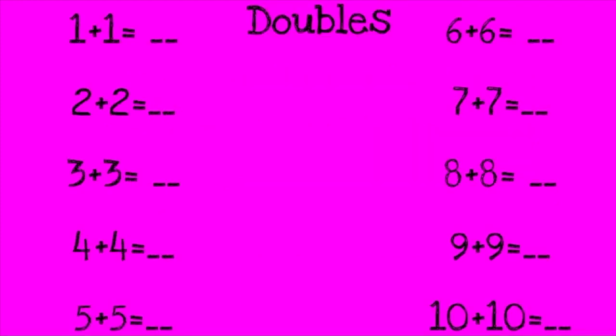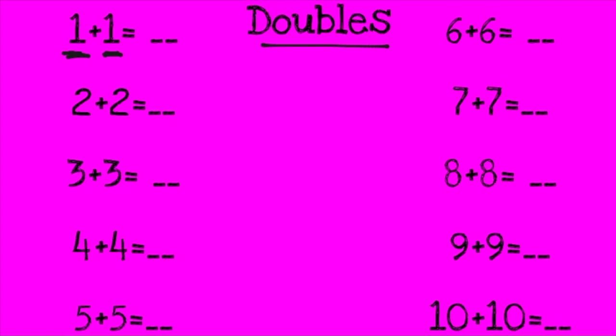Who remembers what these facts are called? You're right, they're called our doubles facts. Doubles facts just means that you're adding the same number to the same number. So this first one, we have 1 plus 1. That is a doubles fact because 1 and 1 are the same number. We can use our doubles facts wrap to help us remember.